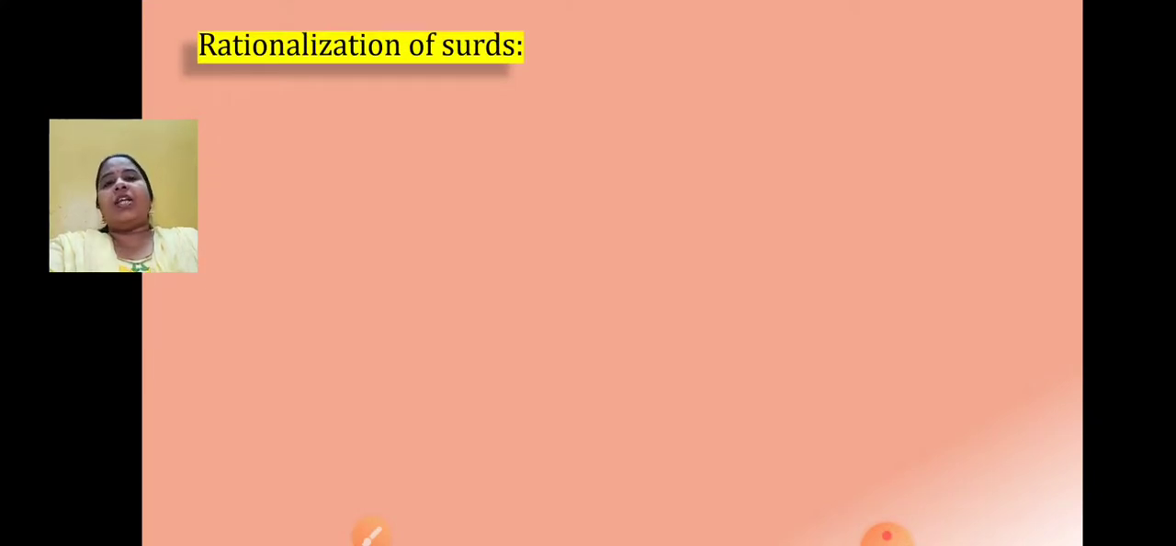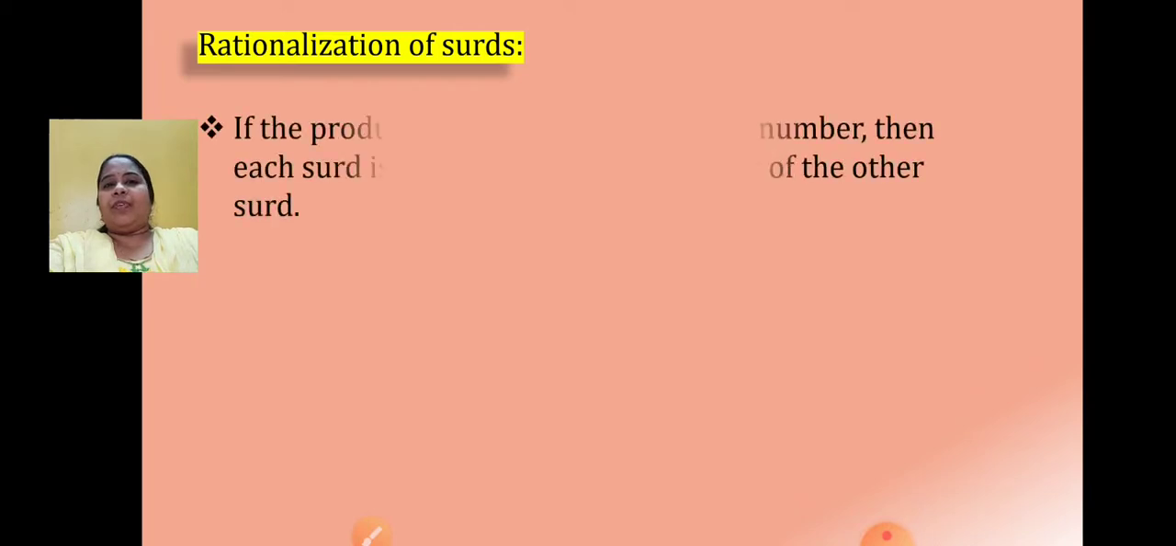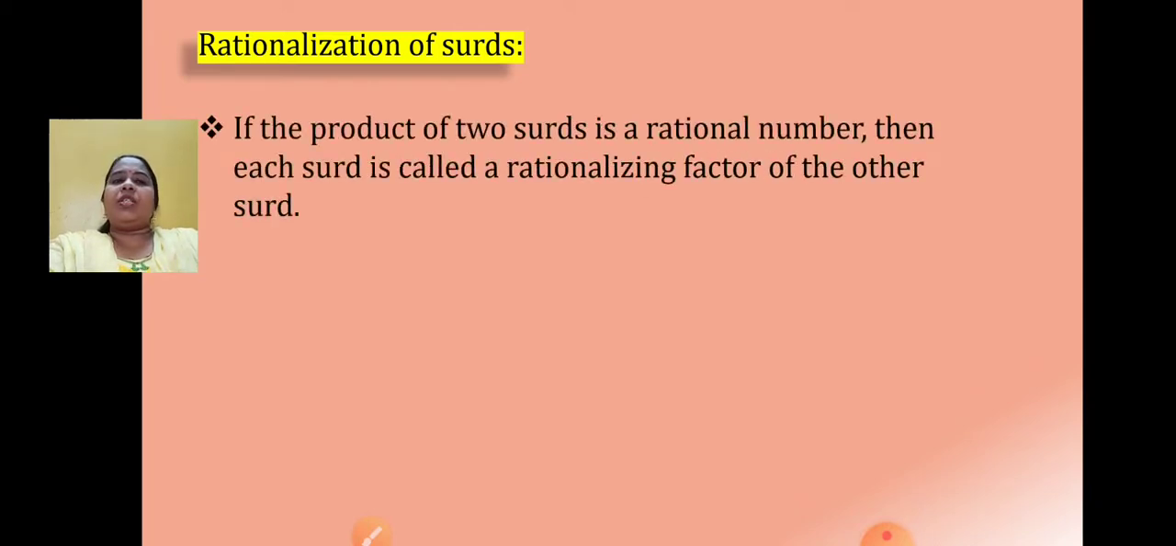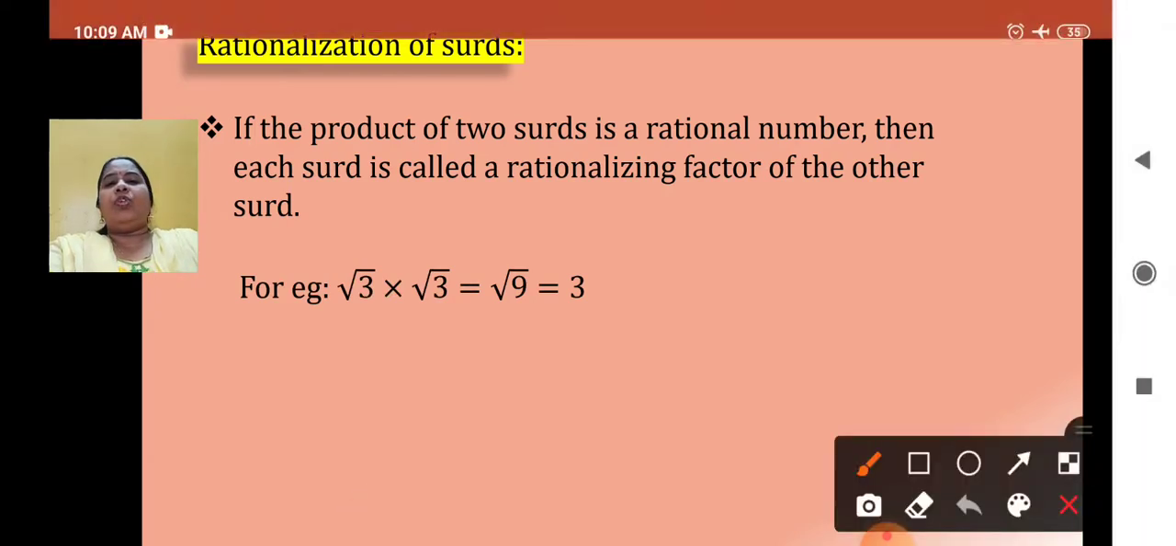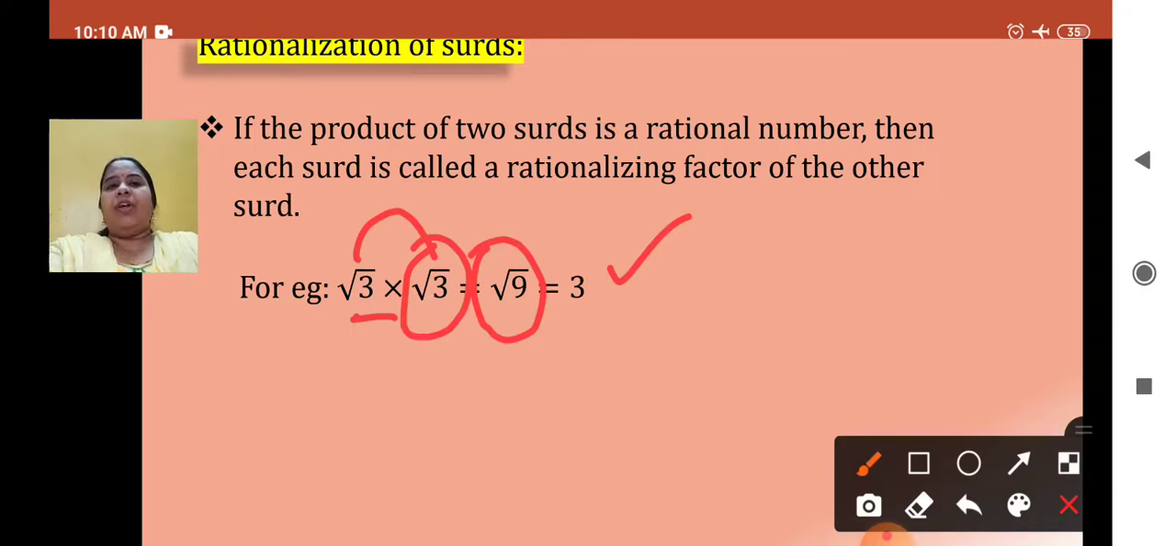Rationalization of surds. This was another important concept that we have learned. Right? If the product of two surds is a rational number, then each surd is called a rationalizing factor of the other surd. Now what is the meaning of this? If I give you root 3 and ask you to convert it into a rational number, root 3 multiplied by root 3 will give you a rational number. Why? See, root 3 into root 3 is the square root of 9, which comes out as 3, which is a rational number. So this is the meaning of the word rationalizing factor.